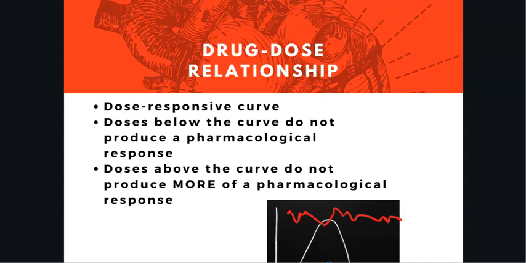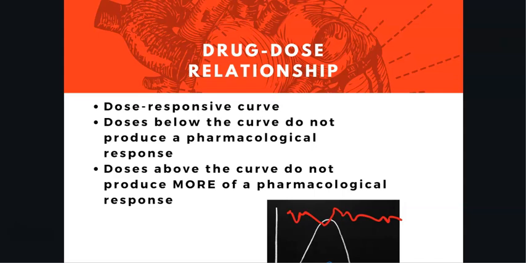So there are two types of responses. One is quantal, and that may or may not occur. There is a graded drug response, and that is a biological effect that can be measured continually up to the maximum responding capacity.